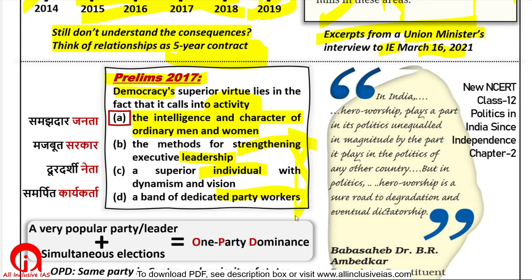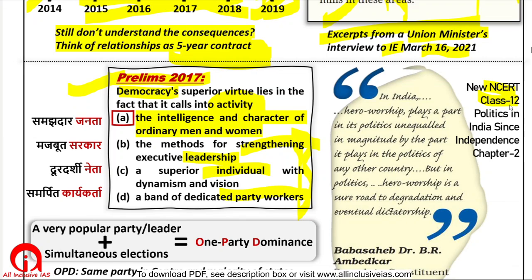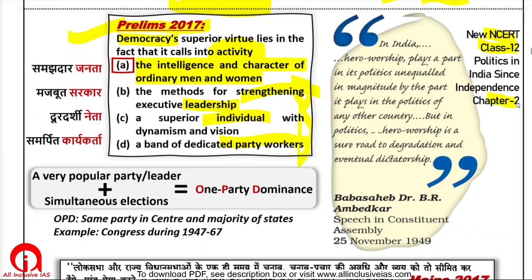The characteristic of a democracy is that the ordinary men and women should be intelligent enough to understand what political parties are doing, and ordinary men and women should have a strong character. They cannot be swept away by sentimental things on caste, communalism, and they should not be divided on such things. That was the previous year question. Now look at this NCERT class 12. NCERT class 12, Politics in India Since Independence, chapter 2.